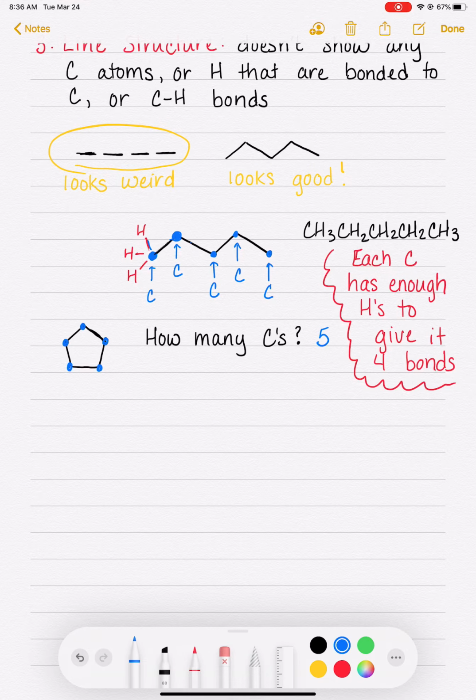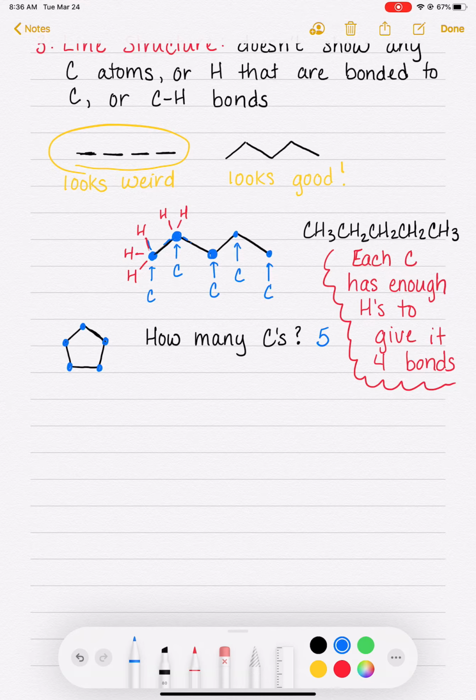We can see that it has 1 bond, 2 bonds already drawn. It wants to have a total of 4. We can only see 2. That means it has 2 more that we can't see. Next carbon over. Here it is.